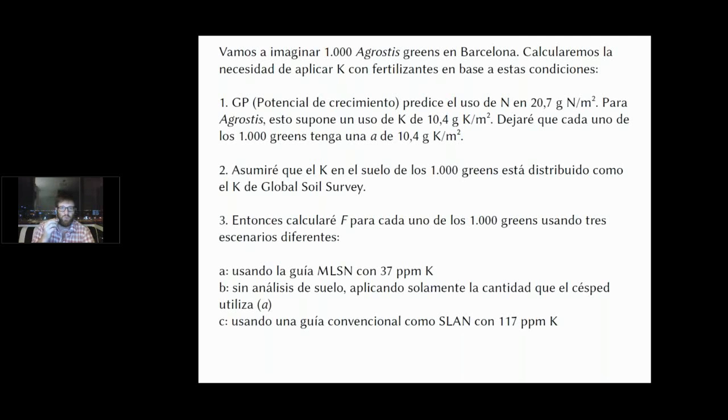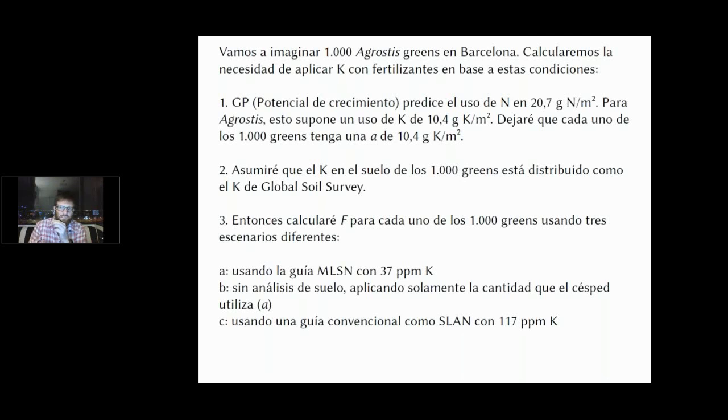I use the growth potential to predict nitrogen use in Barcelona. It comes to 20.7 grams per year, per square meter. In that case, if bentgrass is using that much nitrogen, then I expect healthy bentgrass will be using 10.4 grams of potassium per square meter per year. So each of those greens is going to have a potassium requirement of 10.4.